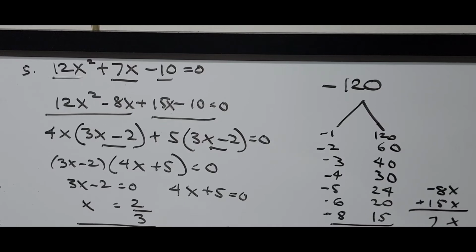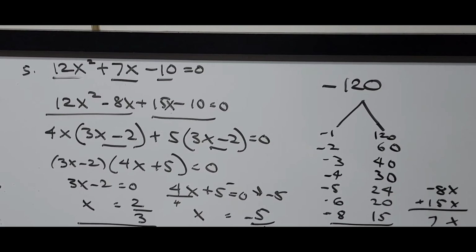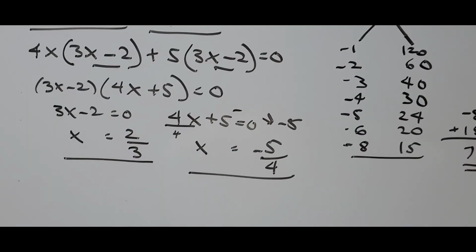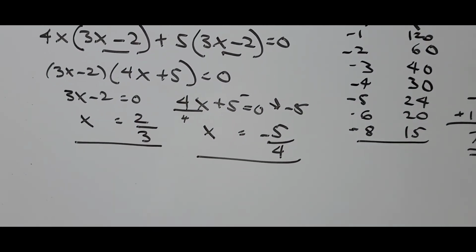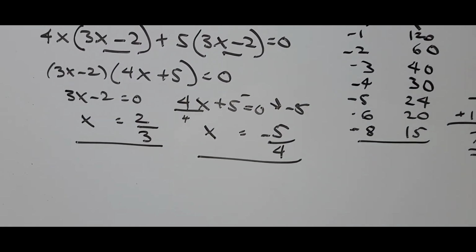And here, x equals, transposing 5, it will be -5. If you divide both by 4, so this should be divided by 4. So that's the other value of x. x equals -5/4, and x equals 2/3. So that's x equals -5/4.